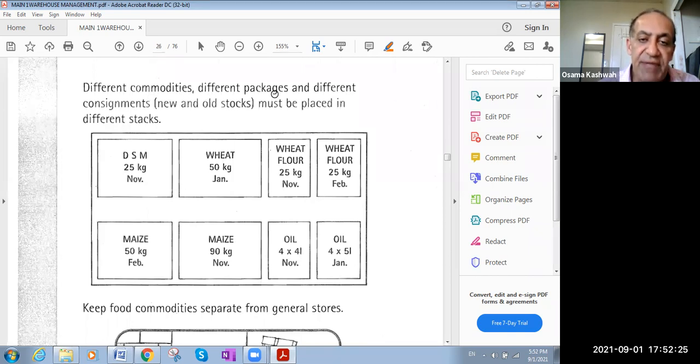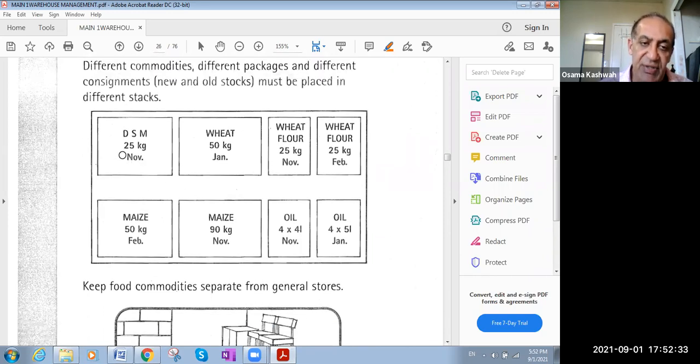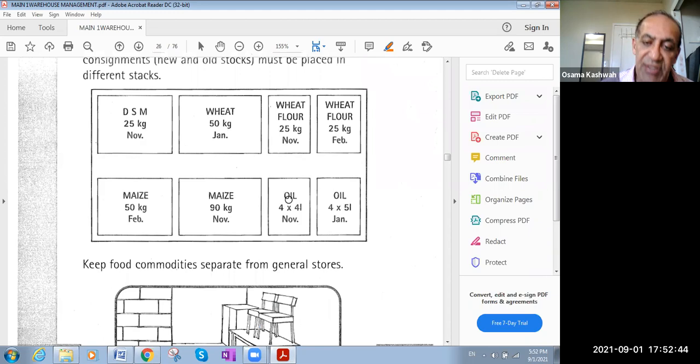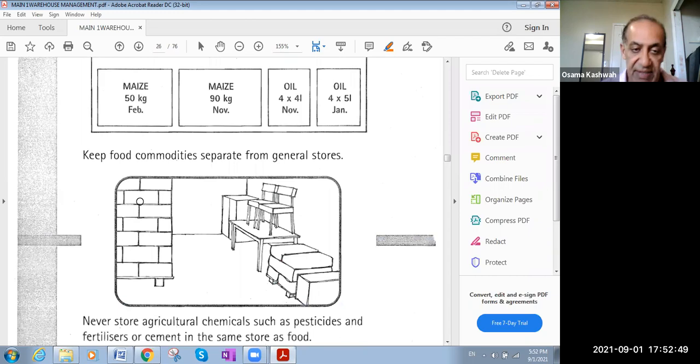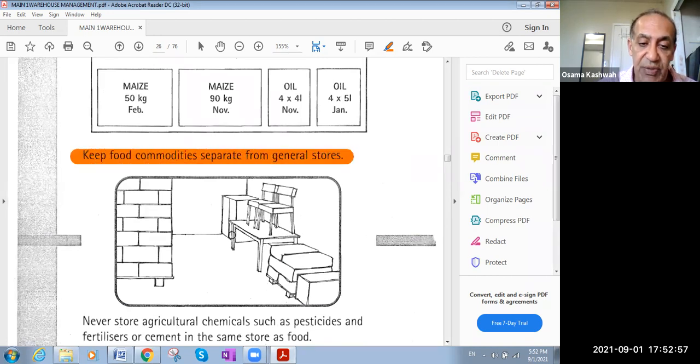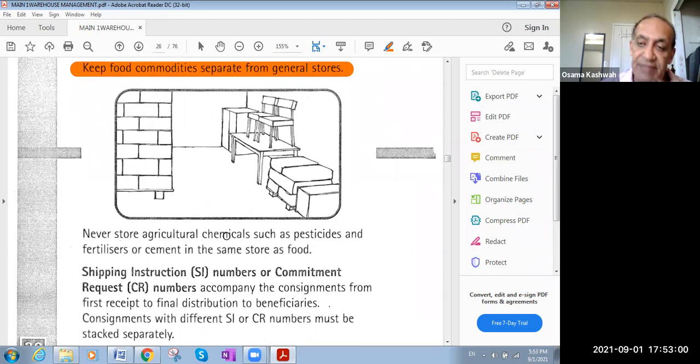Different commodities with different packages and different consignments, for example new and old stacks, must be placed in different stacks. So here we have 25 kilograms, 50 kilograms. This is wheat, 25 kilograms. This is oil, this is maize, 90 kilograms, maize, 50 kilograms. Keep food commodities separate from general stores. Don't put the food beside any other stuff. The food should be together, alone, in one place.